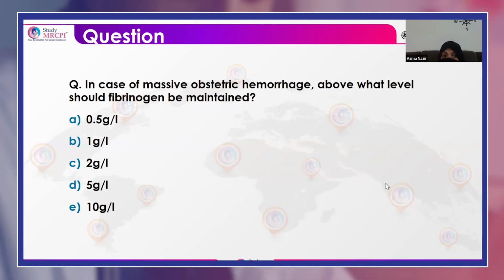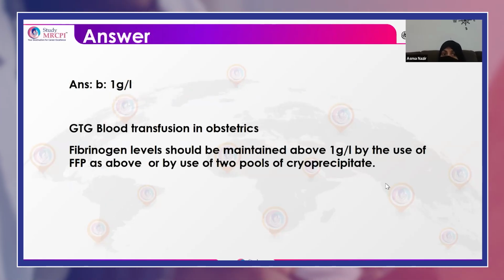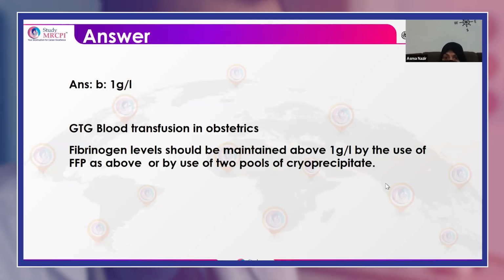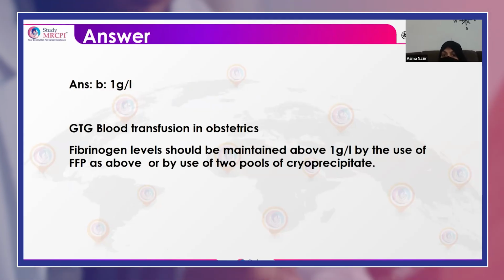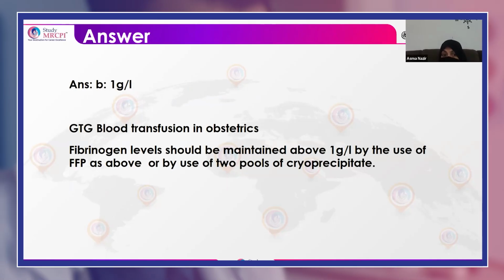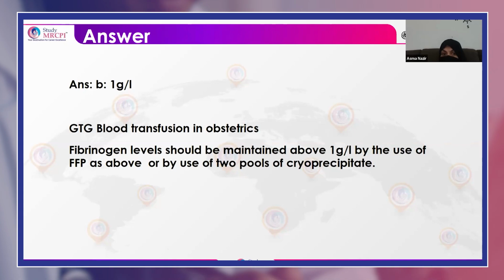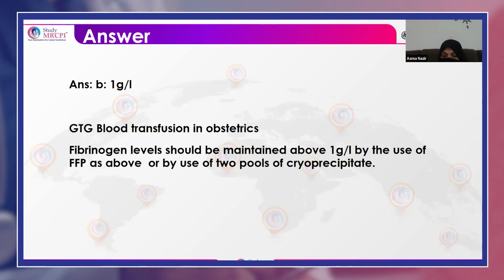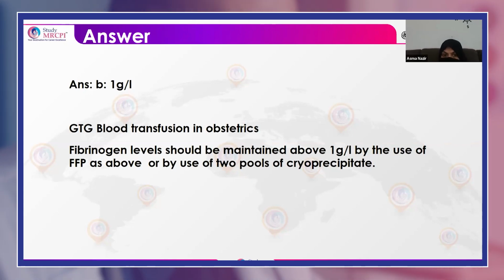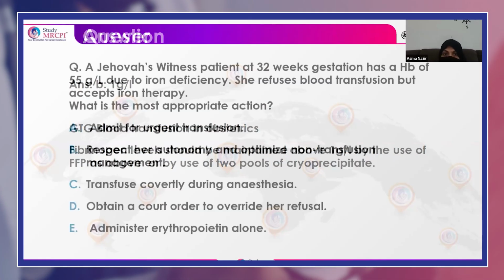As we all know, it should be more than 1 gram per liter. In blood transfusion in obstetrics, the fibrinogen level should be maintained above 1 gram per liter by the use of FFP, or by the use of 2 pools of cryoprecipitate. This is the right answer. The reference has been taken from the blood transfusion in obstetrics guideline.